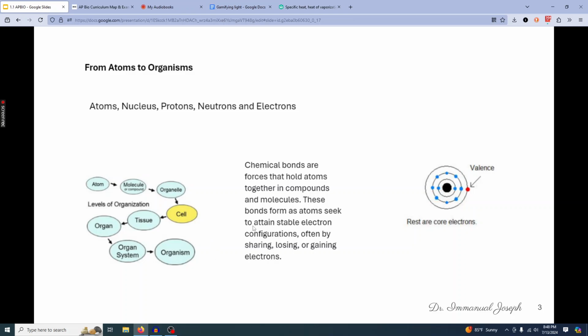So what are chemical bonds? Chemical bonds are the forces that hold atoms together in compounds and molecules. So we have an atom, we have another atom, and these two atoms come together to create a molecule. Both of these atoms are trying to come to a stable configuration as far as electrons go. And they can do that by sharing or losing or gaining electrons. And when they do that, they come to a state of stability. That interaction created by sharing or losing or gaining electrons is called a chemical bond.